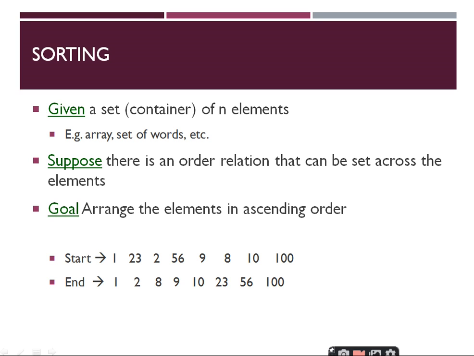Now in today's session we will be studying sorting algorithms. Let us first understand what we mean by sorting. Given a set of n elements, for example an array or a set of words or a set of anything, a number of elements are there in a set and you have been provided with that set. Now suppose that there is an order relation that can be set across the elements. Now the goal is to arrange the elements in a particular order, say ascending or descending.